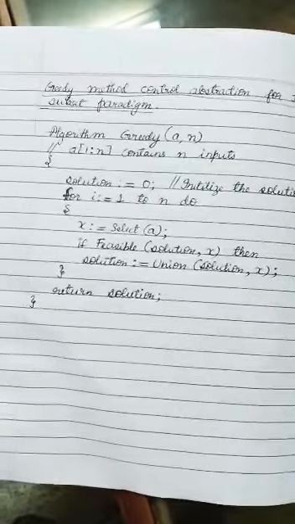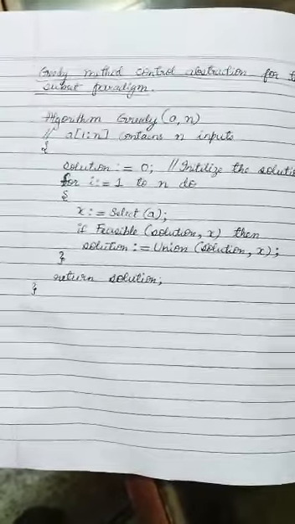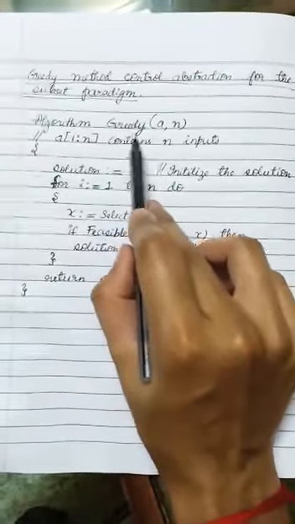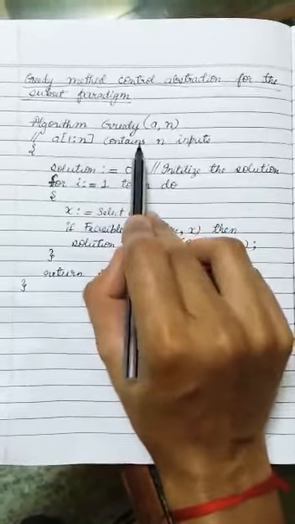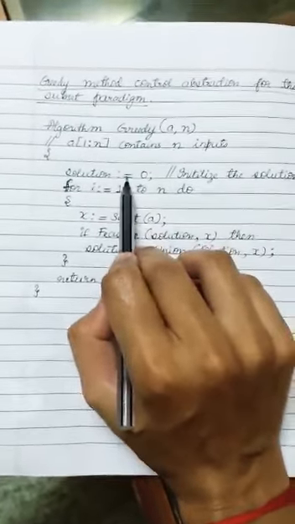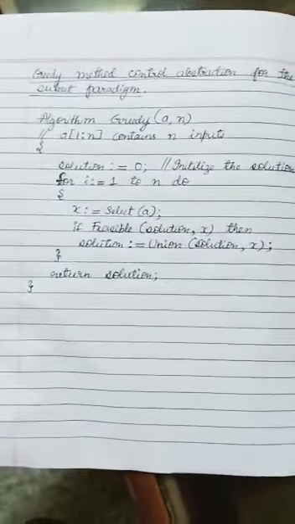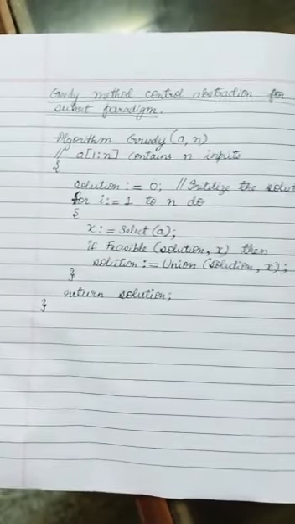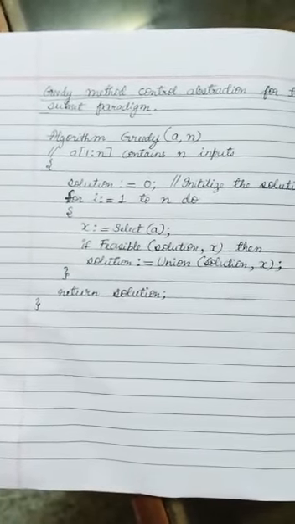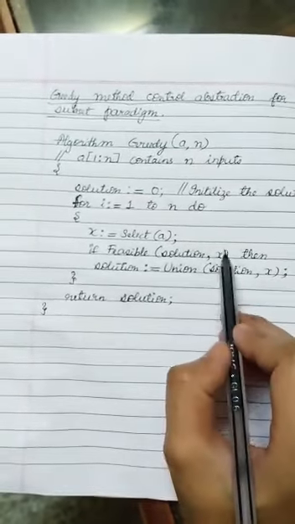Let us consider a basic algorithm example. This is the greedy method control abstraction for the subset paradigm. Here we have the algorithm, and the name of the algorithm is Greedy. It has parameters a and n, where a contains n number of inputs. Initially the solution is initialized to 0. The function select selects an input from the array a and removes it, and the selected input's value is assigned to x.